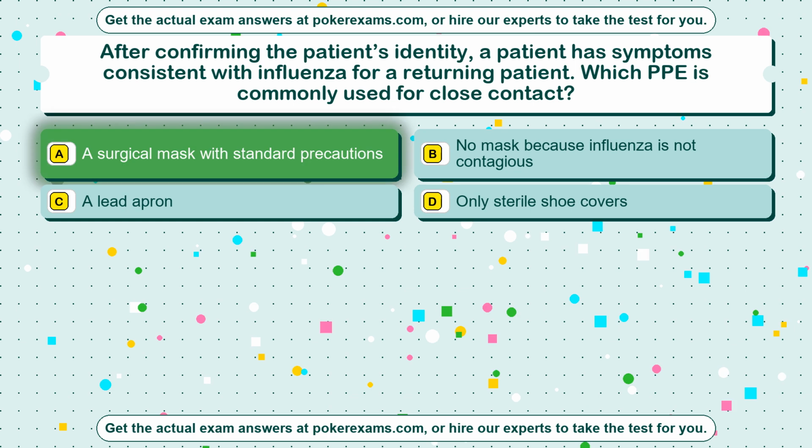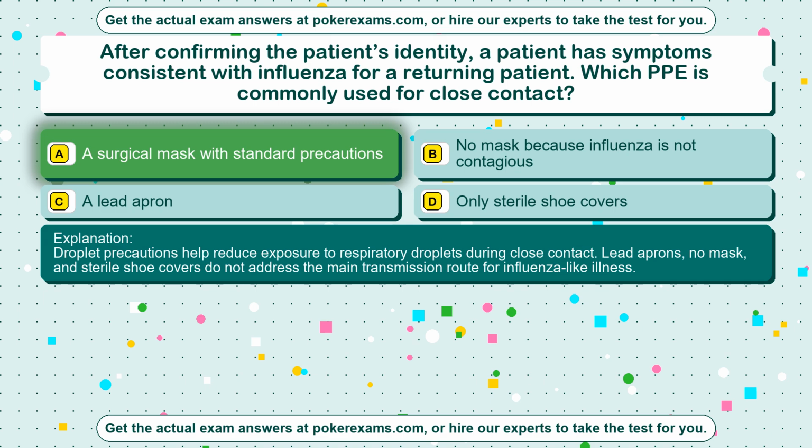The correct answer is option A. A surgical mask with standard precautions. Droplet precautions help reduce exposure to respiratory droplets during close contact. Lead aprons, no mask, and sterile shoe covers do not address the main transmission route for influenza-like illness.